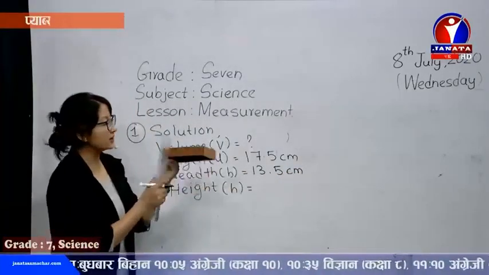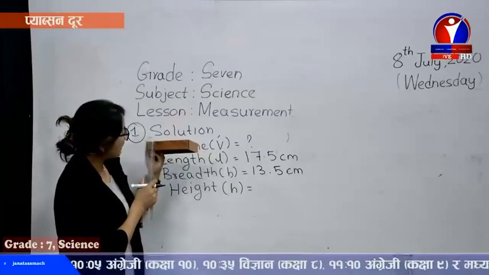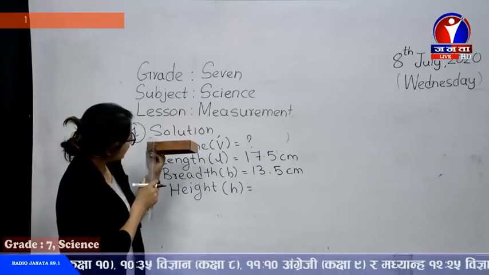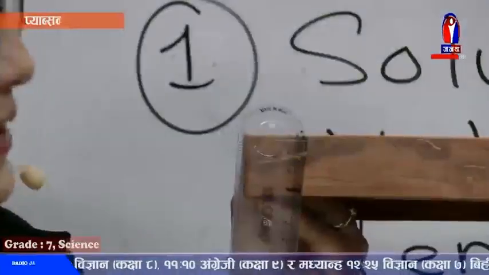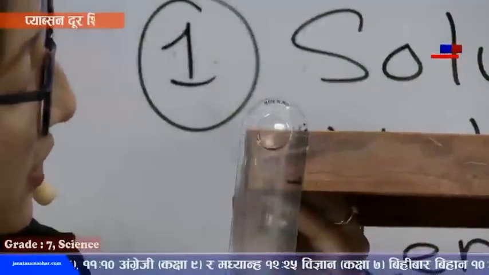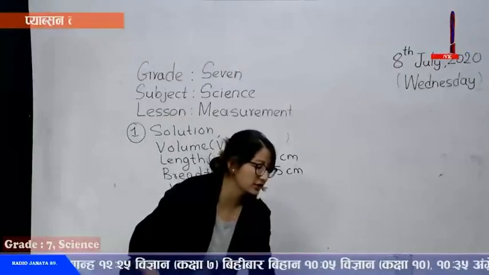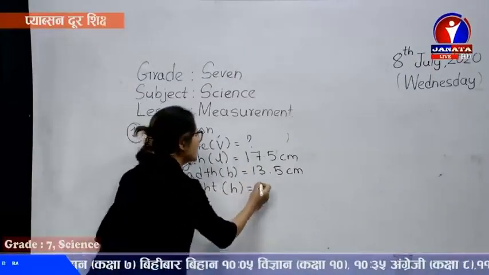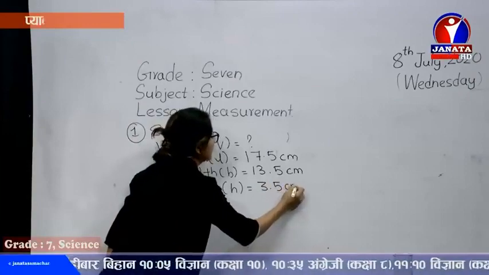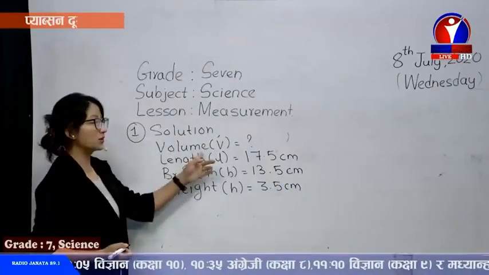And now to measure the height, we can simply measure like this. The height of the box is 3.5 centimeter. So let me start the calculation then. 3.5 centimeter. So what's the volume? You're going to calculate the volume.